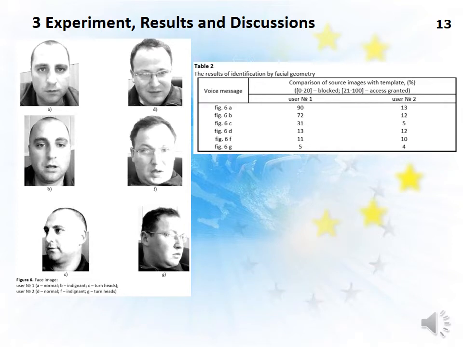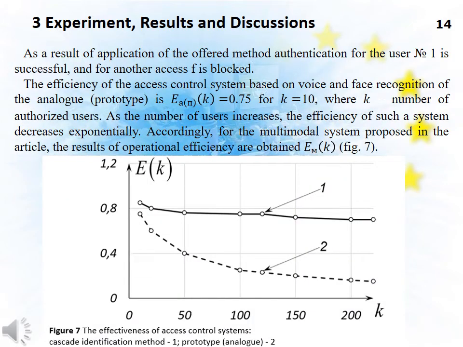In table number 2, you can see the results of identification by facial geometry. In Figure 6, you can see the face image of user number 1 and number 2. As a result of applying the method, authentication for user number 1 is successful, and for the other, access is blocked. The efficiency of an access control system based on voice and face recognition of the analog type is given by an equation, where K is the number of authorized users. As the number of users increases, the efficiency of such a system decreases exponentially. Accordingly, for the multimodal system proposed in the article, the results of operational efficiency are obtained in Figure 7.